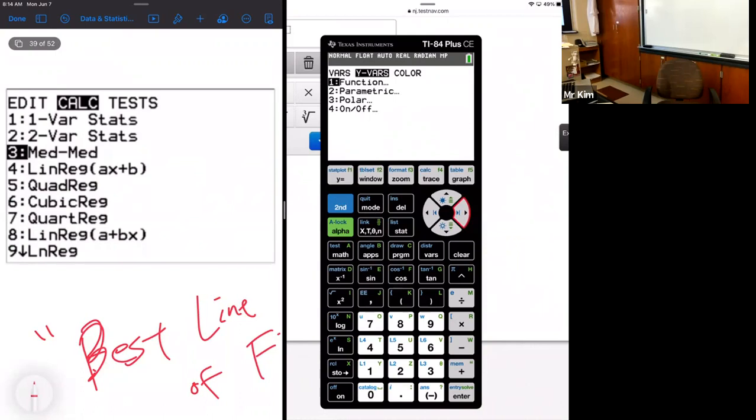Mr. Kim? Yep. Can you help me? Yes. Oh, I'll take a little help too. Okay. How do I get the Y1? So store regression variables. How do you get store regression? You go frequency list, you don't need anything. So variables, Y variables, Function, Y1.